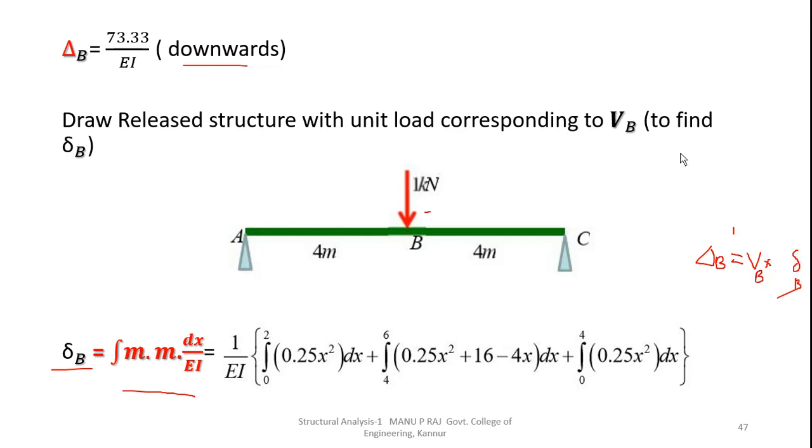That is, if the deflection due to 1 kilonewton load is 2 mm, then what will be the deflection due to 6 kilonewton load? That will be 6 into 2 mm, right? Like that, if the deflection due to unit load is small delta b, then the deflection due to Vb will be Vb into small delta b, that is Vb delta b dash.